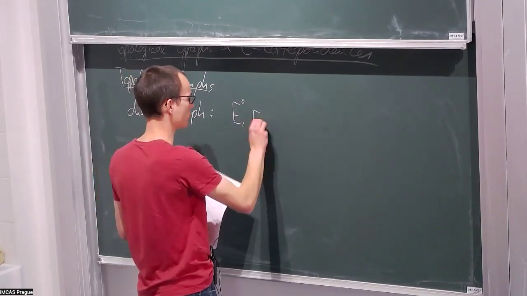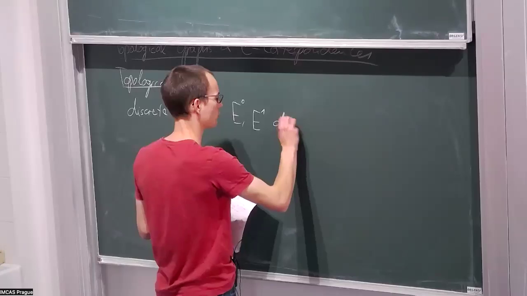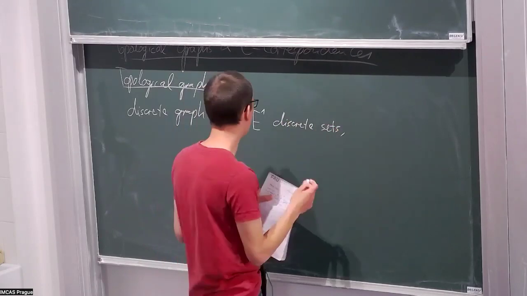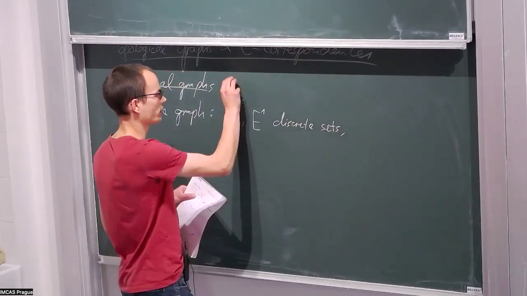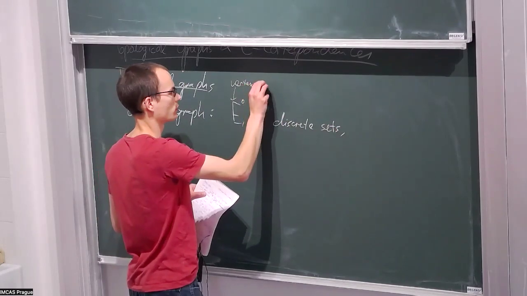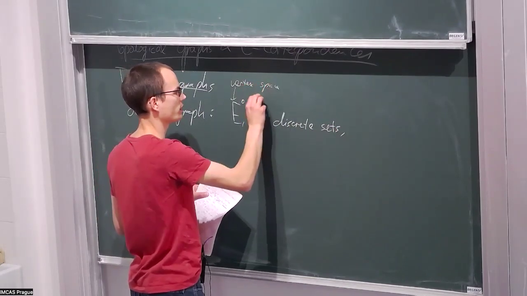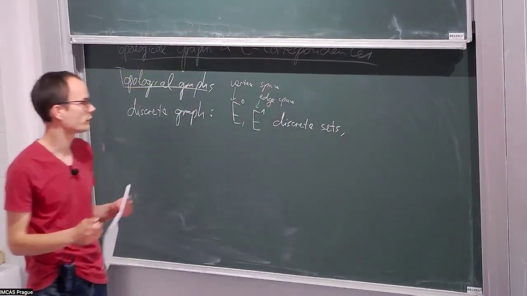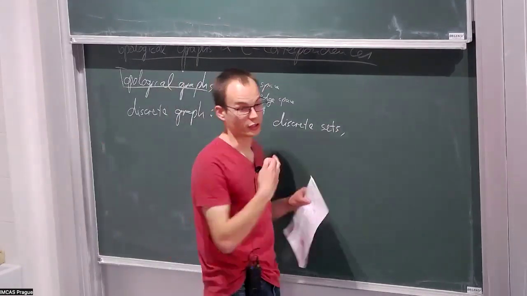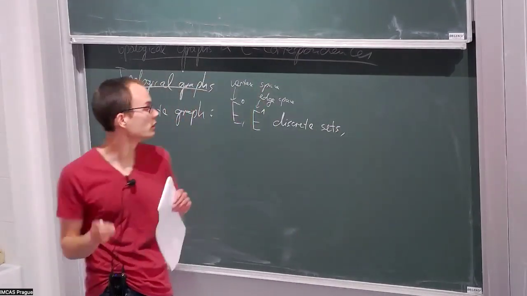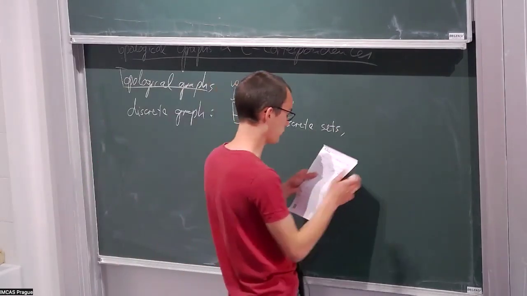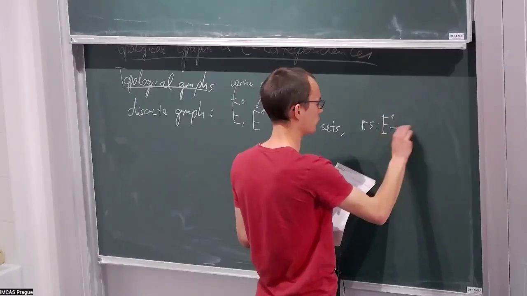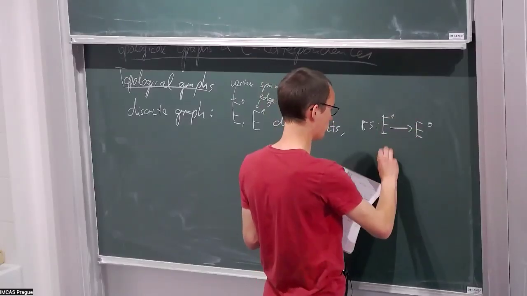as having two discrete sets, which are the vertex space and the edge space, or set of all vertices, set of all edges, and then range and source maps, which tell us how these edges are between the vertices. So R and S are maps from E1 to E0, and these are the range and the source.